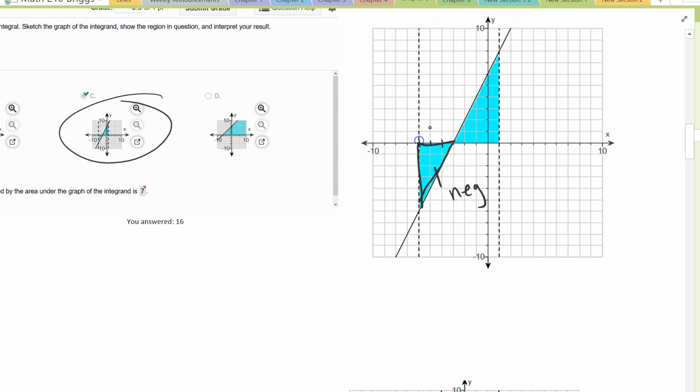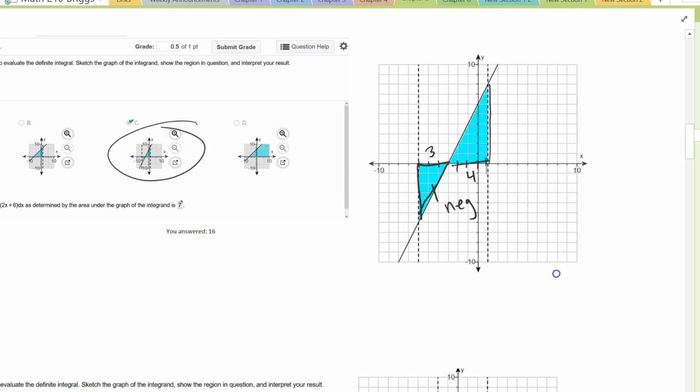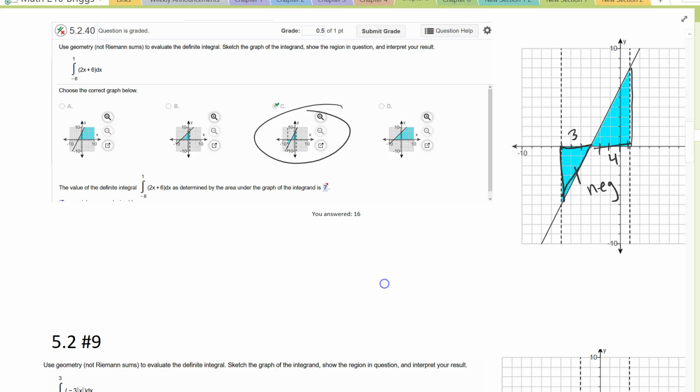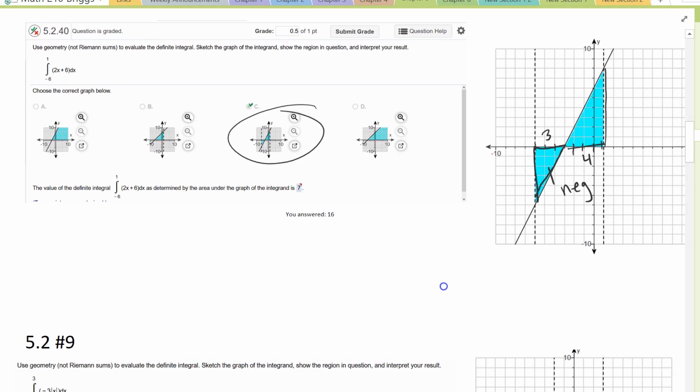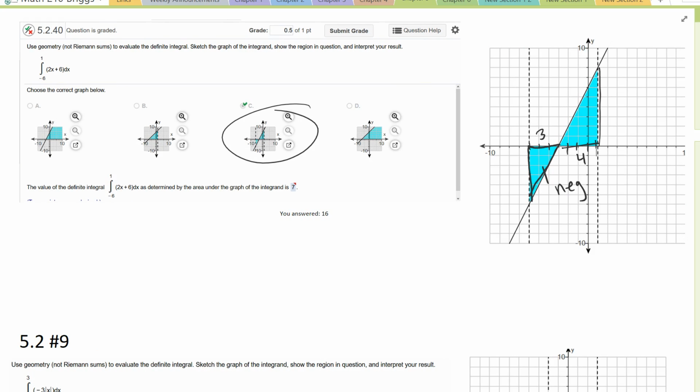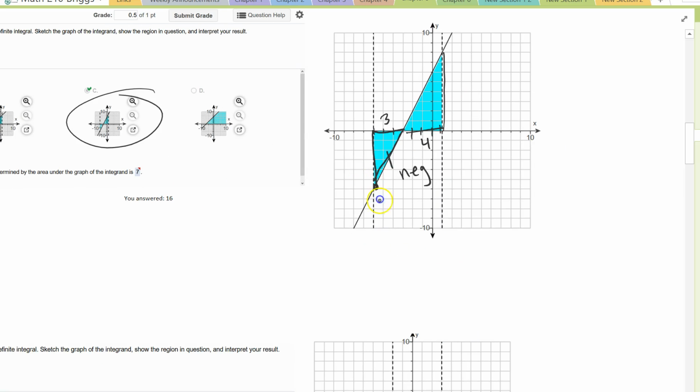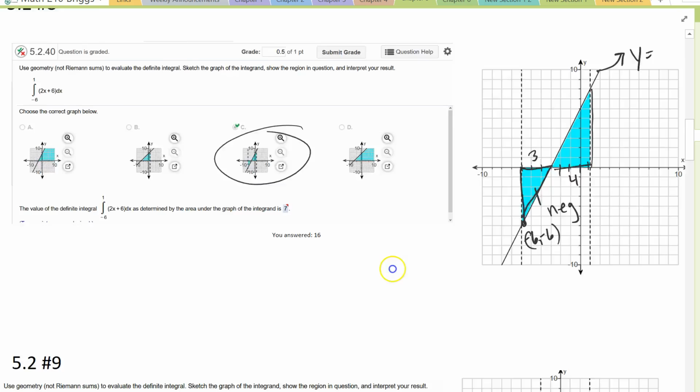So 1, 2, 3, 1, 2, 3, 4, and then all the way up here. If I plug in minus 6 into the function, so I'd have 2x plus 6. If I evaluate the function at minus 6, I end up with minus 6, so this point here is minus 6, minus 6. This is the graph of y equals 2x plus 6.